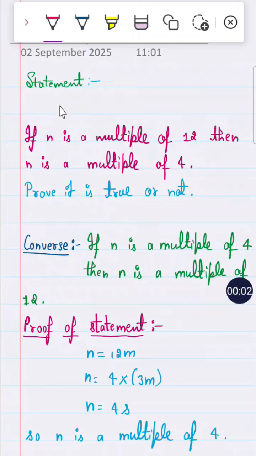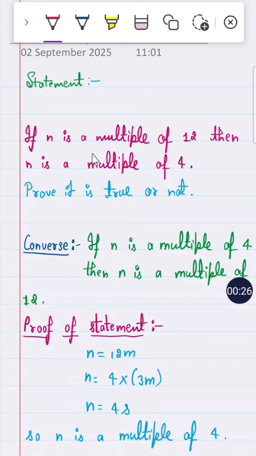Today we have discussed what a statement is and what its converse is, and how to prove the statement and the converse. We state any statement, and then it has a converse also. Okay, so right now we have introduced it. If n is a multiple of 12, then n is a multiple of 4.